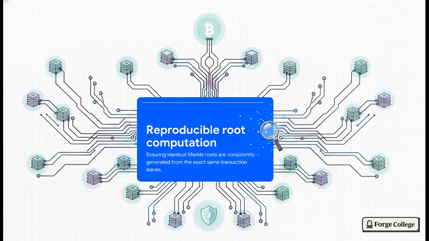But before we start connecting wires, we absolutely have to establish the golden rule of our final product, and that is reproducible root computation. In a single node ledger, this is literally everything. It's the process of ensuring that identical Merkle roots are consistently generated from the exact same transaction leaves every single time you run the code. It's kind of like baking a cake where the chemistry is so unbelievably exact, the cake comes out with the exact same number of crumbs every single time. If your system can't reproduce the exact same mathematical state byte for byte from a given set of data, well, the entire ledger loses its trust. Reproducibility is the anchor that keeps our final product auditable and verifiable.